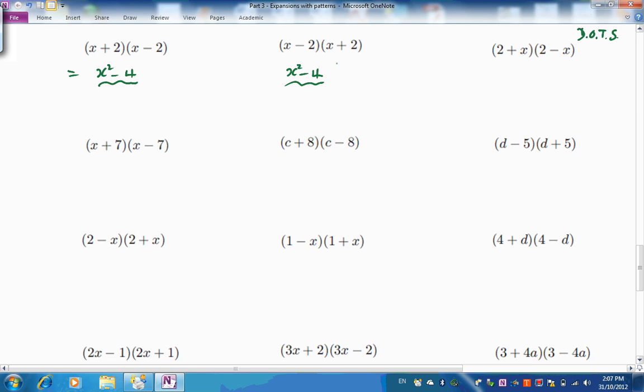Hey, that's the same. What am I getting at? Well, it really doesn't matter which sign comes first, you'll still get a wipe out of that middle product. Want to check it out? Multiply all the terms out.